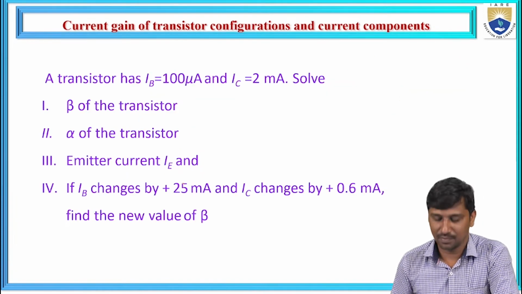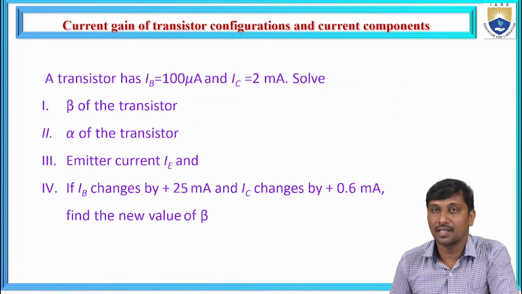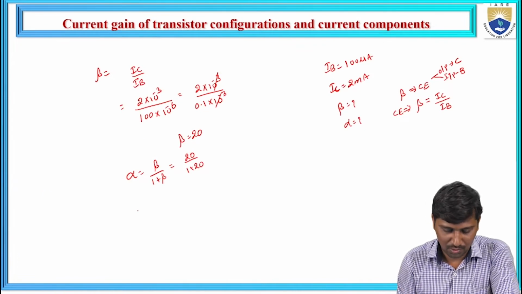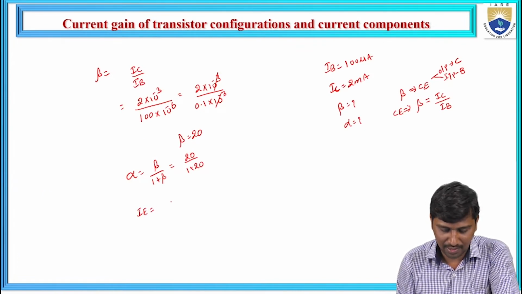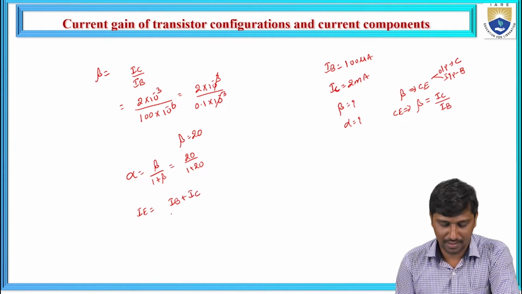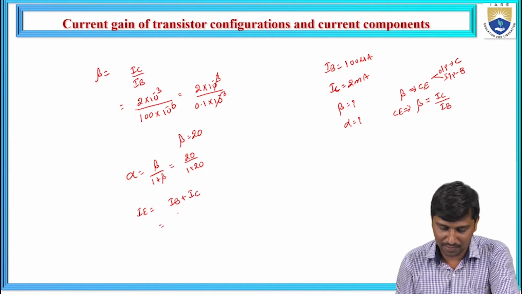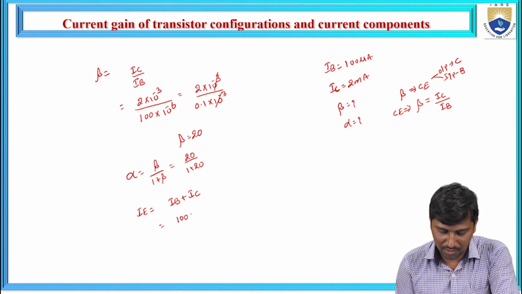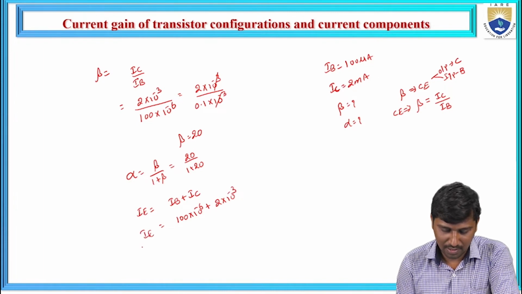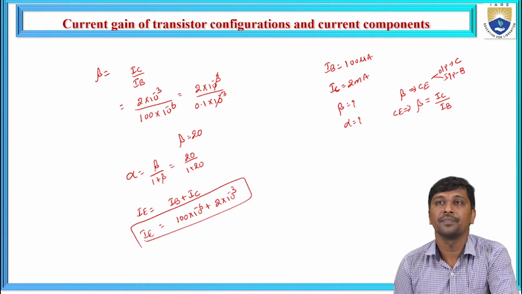Similarly, in the problem, another question asks for the emitter current IE. To calculate the emitter current IE, it is the summation of base current and collector current. We have the IB value of 100 microamperes and the collector current of 2 milliamperes. Then it gives the emitter current.